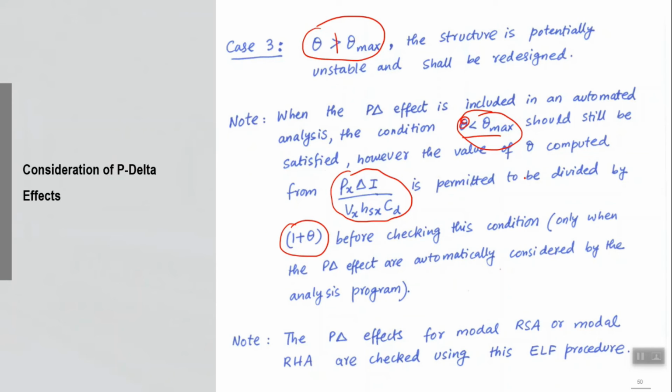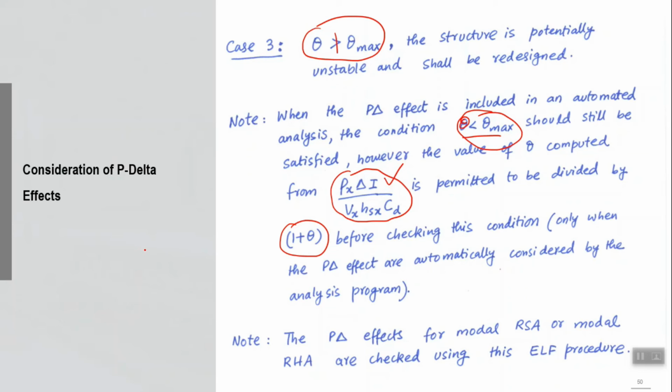So again I repeat that when the P delta effect is included in an automated analysis, the condition that theta should be less than theta max should still be satisfied. However, the value of theta which you will be computing from this expression, you need to divide again by 1 plus theta, right?